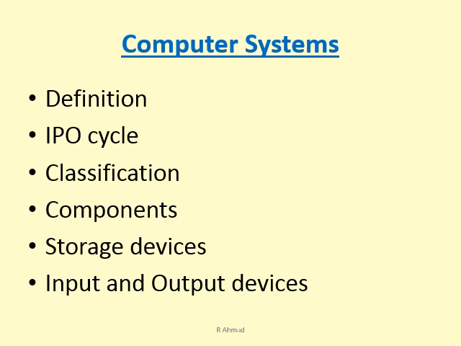Next are input and output devices. Devices that accept data from the user are input devices. Devices that show or give the output to the user are known as output devices. So this is all what we did in class, where we covered the heading computer system.